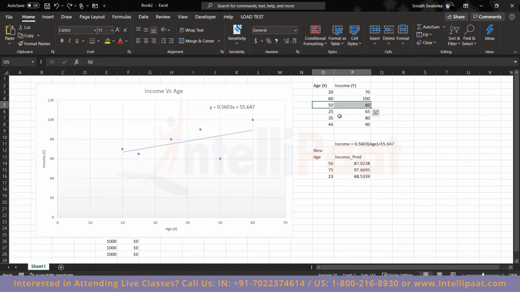I'm able to say that, in general, my predictive analysis tells me that for an age of 56, I could expect the prediction to be somewhere around 87 or so. Okay, great. And we might be completely incorrect. It's okay. If we're incorrect, we're incorrect. There's nothing wrong about it.